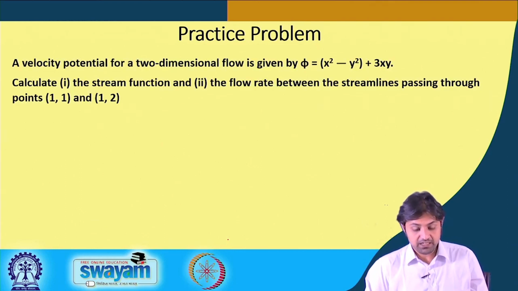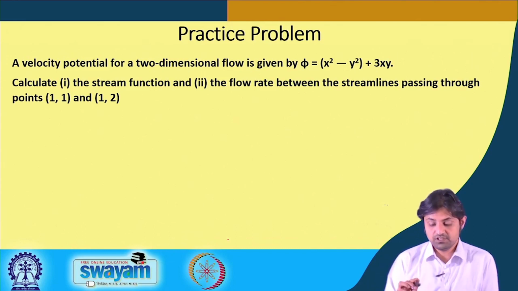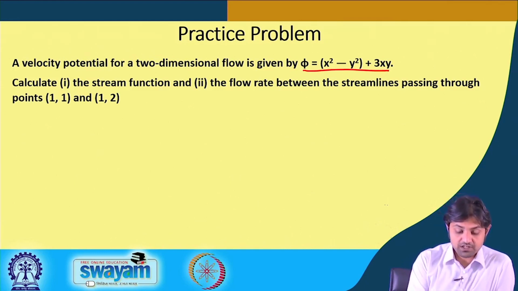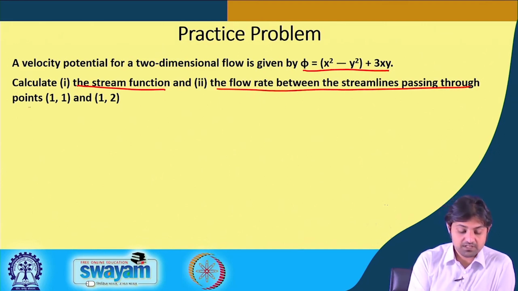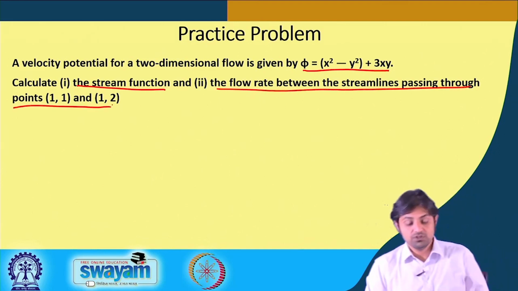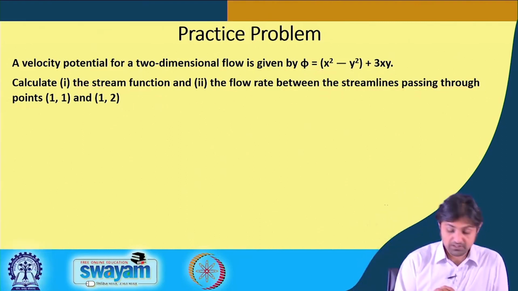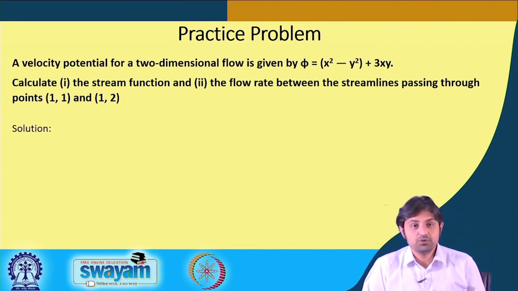Now we will see a practice problem. There is a velocity potential for two-dimensional flow, which is given by phi is equal to x square minus y square plus 3xy. First we have to calculate the stream function, and then we have to calculate the flow rate between the streamlines passing through the points (1,1) and (1,2). This question will clarify all your doubts, and it is very simple to calculate. So we can look at the solution.